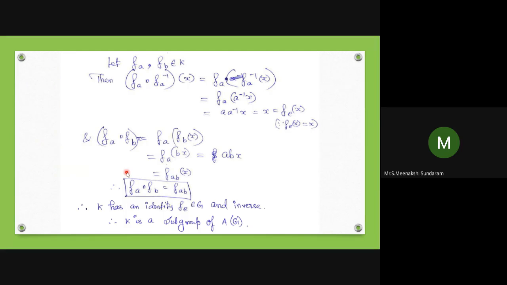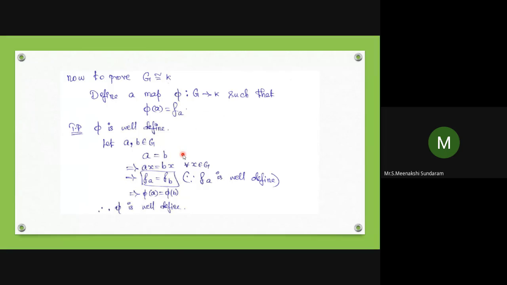Closure is automatically satisfied, we checked the inverse, and the identity is checked. Associativity we need not check, it is automatically satisfied. So K is a subgroup of A of G. So we have proved that K is a subgroup. Now I want to prove G is isomorphic to K. G is isomorphic to K.